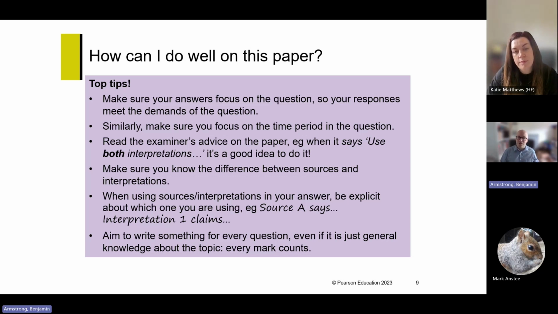Similarly, I already mentioned the importance of understanding the time period, but it's very important that when you see the dates in the question, you focus on the right period. So you're not talking about examples that don't fit the dates in the question.